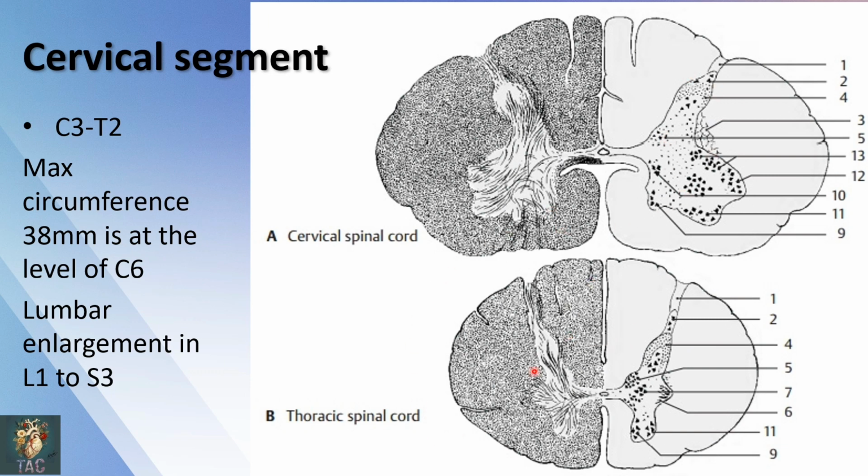Now you can see there is enlargement in this area of the anterior horn of the spinal cord because of the nerve fibers arising to supply the brachial plexus. Also you can see the two well defined areas, the fasciculus gracilis and fasciculus cuneatus. Here you can see the intermediate horn, and this intermediate horn contains the nuclei for the sympathetic ganglia.